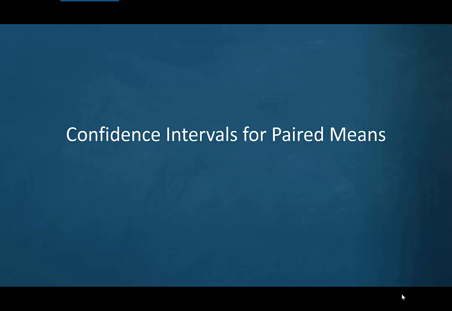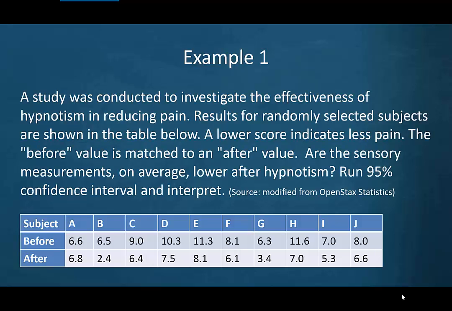Okay, we're going to look now at confidence intervals for paired means. So example 1. A study was conducted to investigate the effectiveness of hypnotism in reducing pain. Results for randomly selected subjects are shown in the table below. Lower score indicates less pain. The before value is matched to an after value. Are the sensory measurements, on average, lower after hypnotism? We're going to run a 95% confidence interval and interpret.